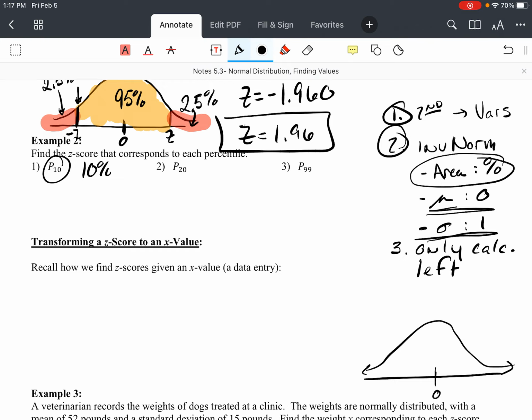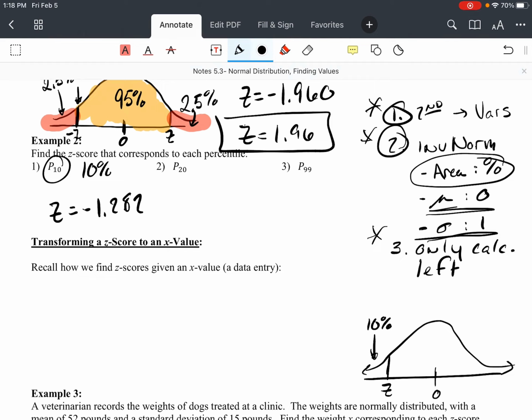Okay, so in other words, we're looking for the area to the left, or the z-score that represents the area to the left of 10%. Okay, so we're looking for this z-score, and the area underneath the curve should be 10%. Again, following these steps, we can calculate the area, and we'll find that z is equal to negative 1.28. So we're going to round it to 3 decimals, to 1.282.